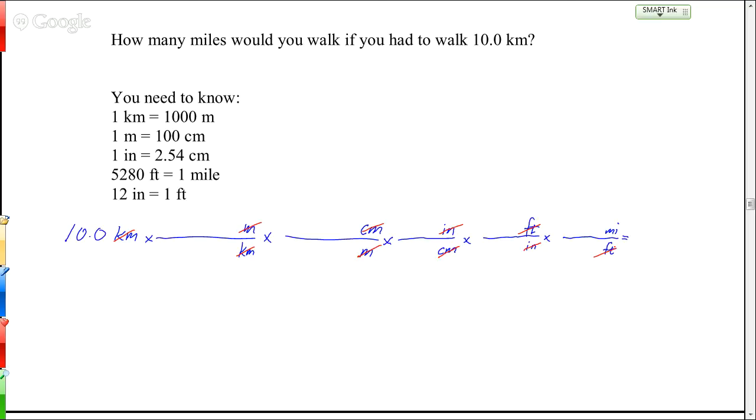Now I can fill in the numbers exactly as I see them from the identities given or what I know. So I know that there are 1,000 meters in 1 kilometer, 100 centimeters in a meter, 2.54 centimeters in an inch, 12 inches in 1 foot, and 5,280, whoops, wrong side, 5,280 feet in a mile.